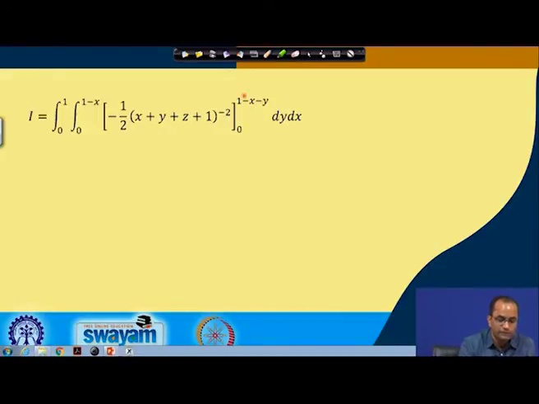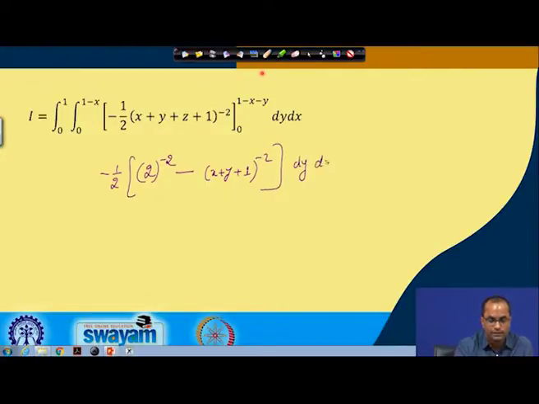Once we put the upper limit here with respect to z, what will we get? This minus 1 by 2 will be outside here. When we put z is equal to 1 minus x minus y, y and x will cancel and this 1 will add. So, we will have 2 to the power minus 2, and then minus, this z will be set to 0, so we will have x plus y plus 1 to the power minus 2, and then we will have the dy and dx, and the outer integral 0 to 1 and 0 to 1 minus x. So, we can simplify further.